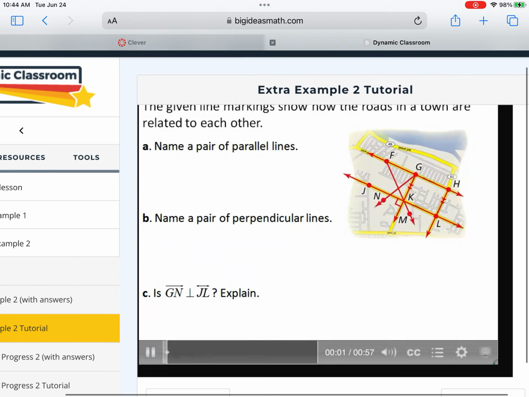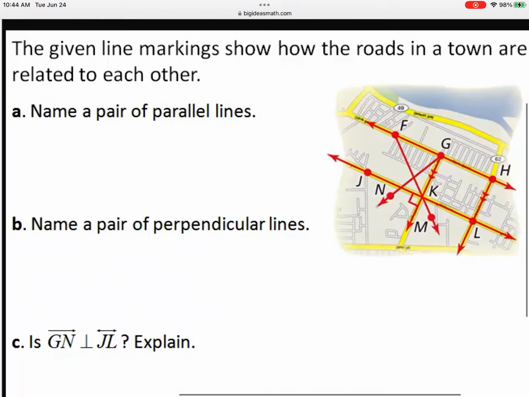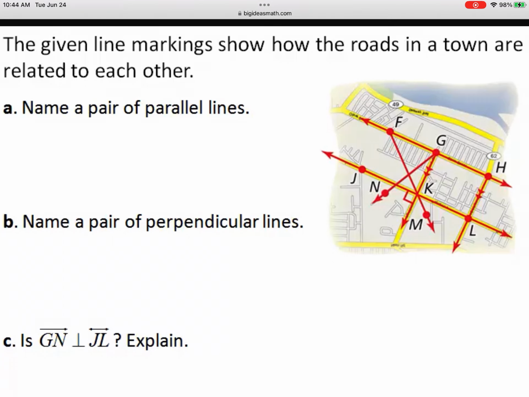The given line markings show how the roads in a town are related to each other. Part A. Name a pair of parallel lines. Looking at the picture, you are given that line GK is parallel to line HL.